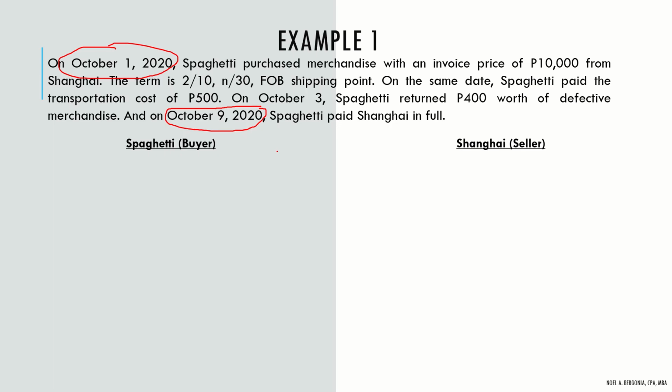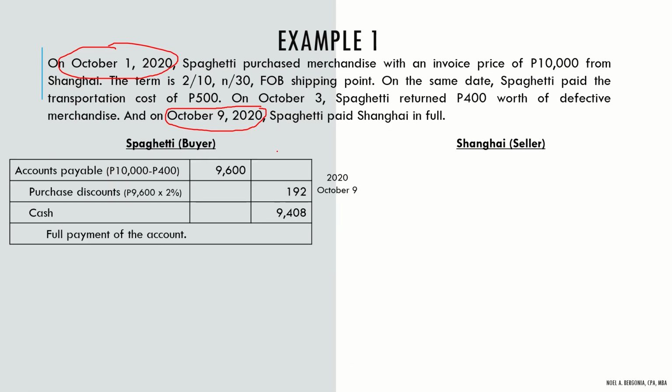So ang entry po nun, dahil na-avail yung discount, would be debit, accounts payable, no? Bawas po yung discount, or sorry, accounts payable natin. Di ba naalala ninyo 10,000 yung una, pero dahil nabawasan na po ng 400 nung binalik natin, ang natitirang accounts payable na lang talaga natin is 9,600. Okay? And then we credit purchase discount.